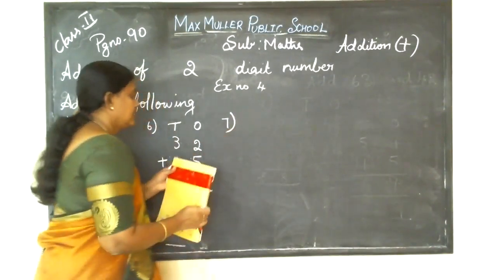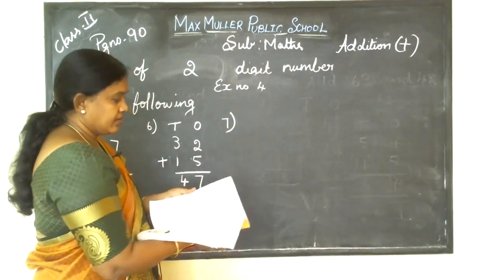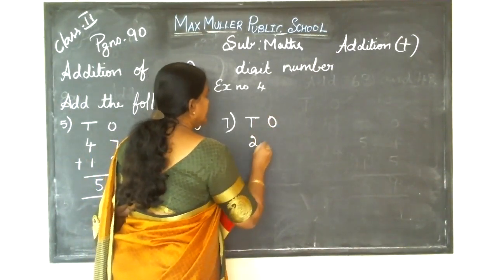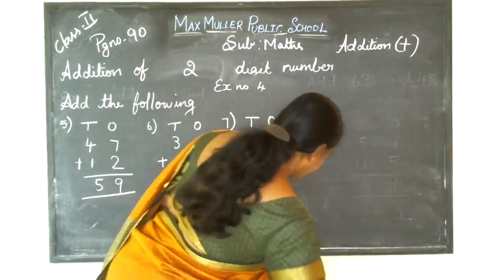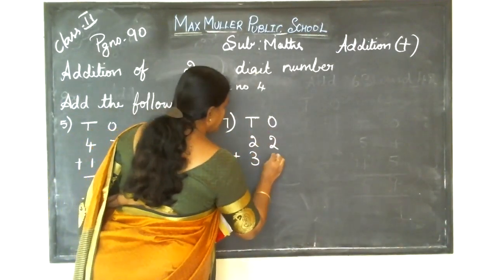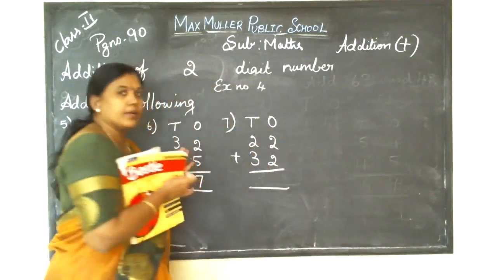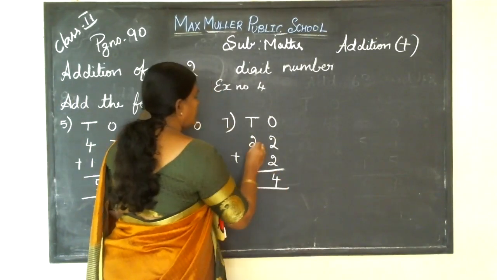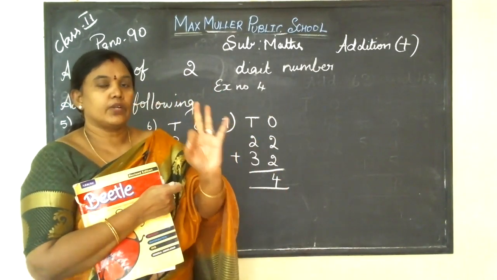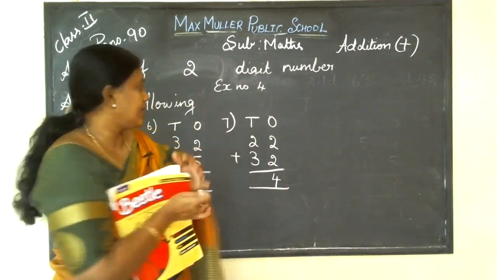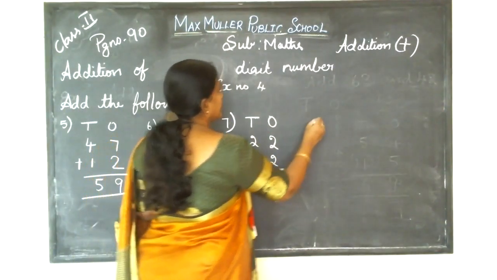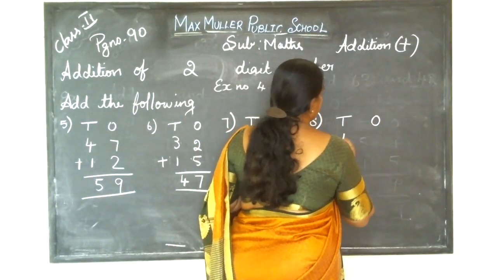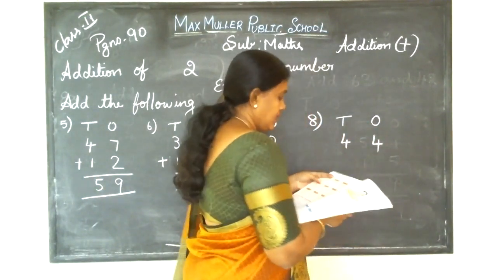Seventh one, 22 plus 32. 2 plus 2. 2 in the mind, 2 on the finger. After 2, 3, 4. 2 plus 3. 2 in the mind, 3 on my finger. After 2, 3, 4, 5. 54. Eighth one, 44 plus 22. Tens, ones.